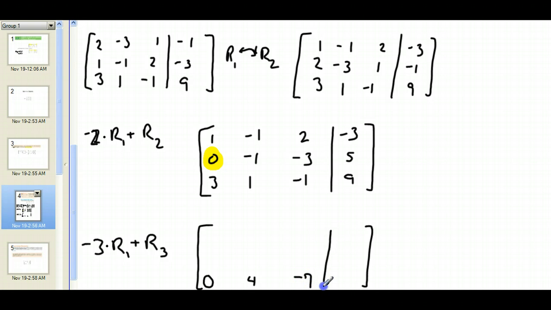And don't forget to do the side on the other side of the line. Negative 3 times negative 3 is 9, and then 9 plus 9 is 18. Again, nothing else changes. We got a 1, negative 1, 2, negative 3.